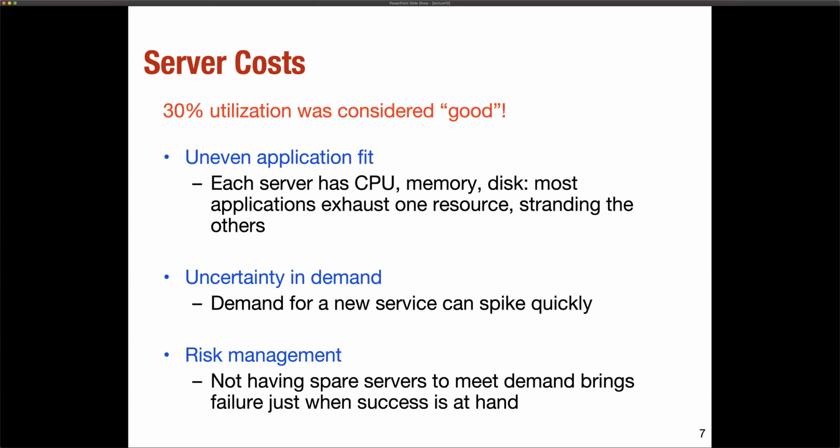Then the other factor was uncertainty in demand, that the demand for a new service can spike quickly, right? To handle that, there was a bit of defensive risk management, so there were always spare servers left so that you can handle that excess spike in demand.